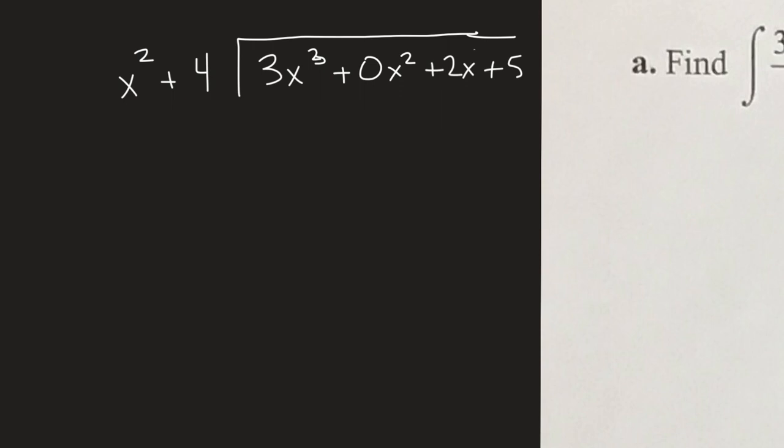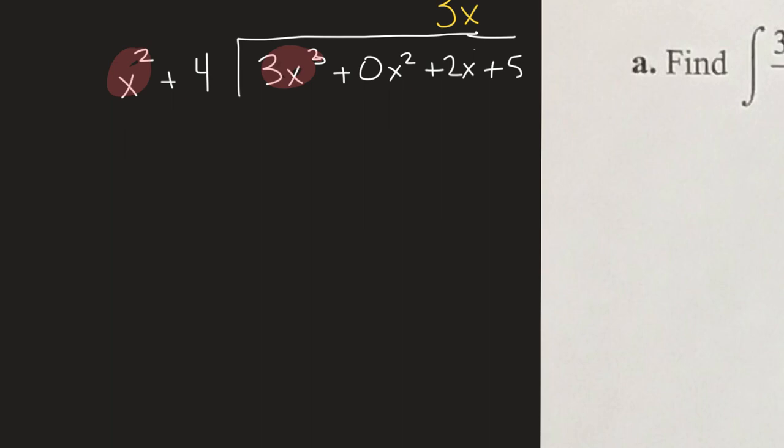So the thought process is, what do I have to multiply x squared by in order to get 3x cubed? Hopefully you know that's a 3x. So I put the 3x above the x column. Right here we have our x cubed column, here we have our x squared column, our x column, and our number column, to keep our problem straight.